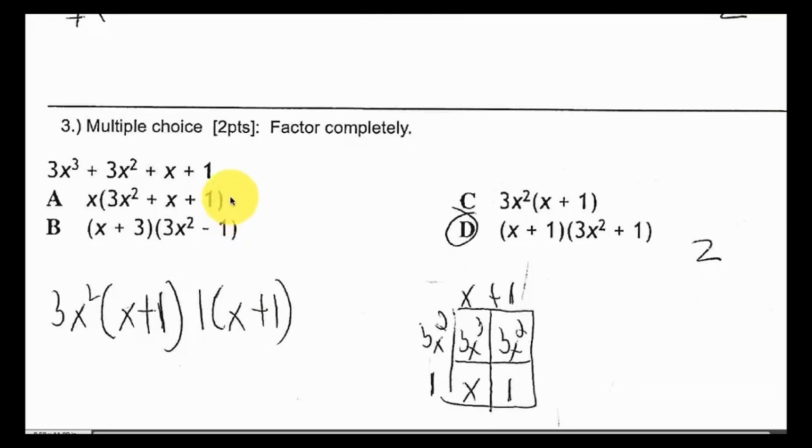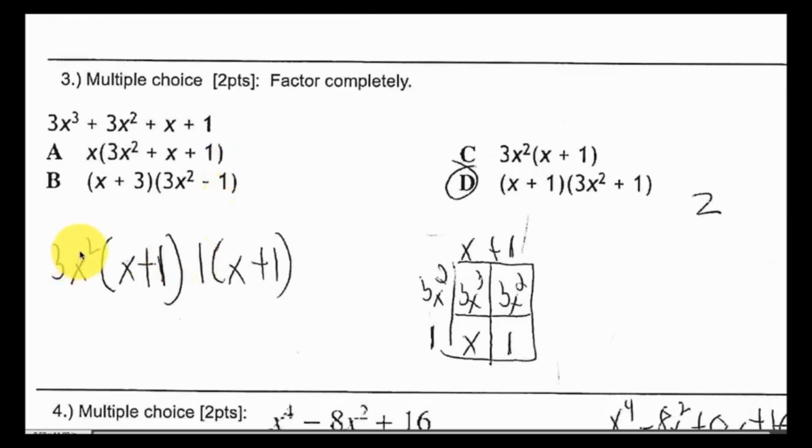Take a look at this student. This student did the GCF twice. They took the greatest common factor of this one, which is x plus 1. Same thing over here. The greatest common factor is 1, and then the x plus 1 you take out, and then you just have 3x squared plus 1. Good job.